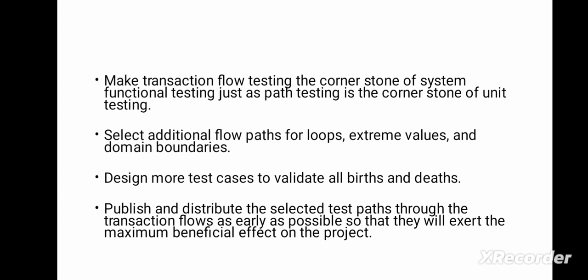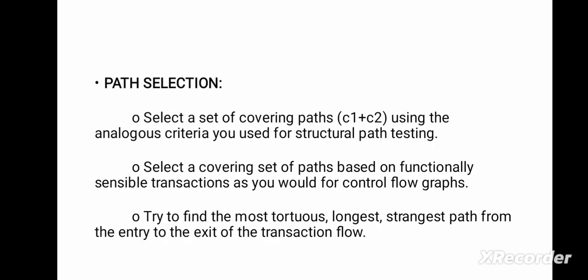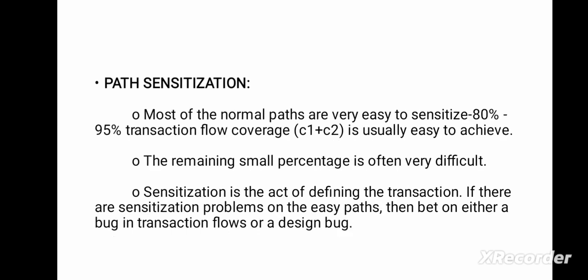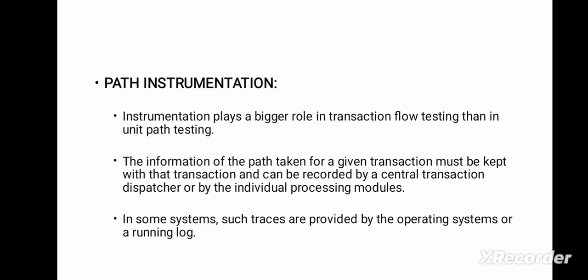Along with that, we can also follow the looping of the entire flow graph and the boundary values of the systems. Then we can identify many test cases and verify the entire transaction. Through the transaction flow we can select the paths which are feasible and infeasible, and check whether a particular path is covered in the entire transaction or not. Through that we can also conduct sensitization. Sensitization means the act of defining the entire transaction, and through that we can easily identify the bug.